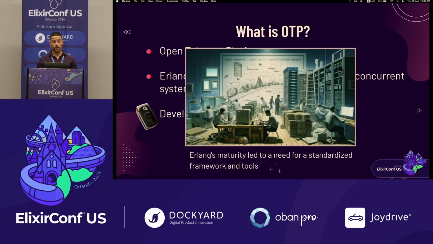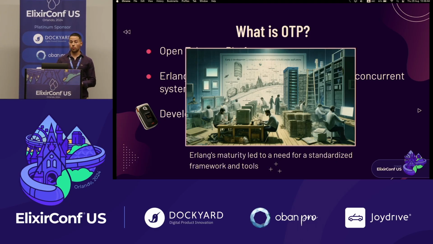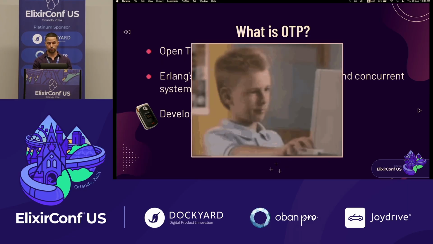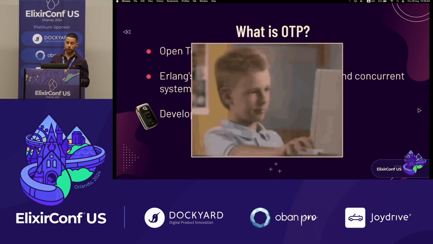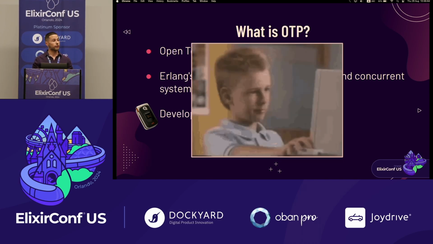As time went by, and as Erlang matured, the need emerged for a standardized framework and set of tools for building complex applications. And this finally led to the creation of OTP, which encapsulates best practices, design principles, and reusable components for building reliable systems. So that was, in short, the history of OTP. And I also think that from time to time, it is good at least to know where things came from.